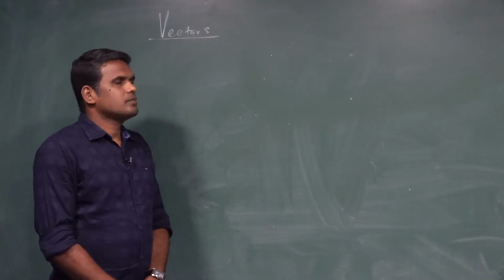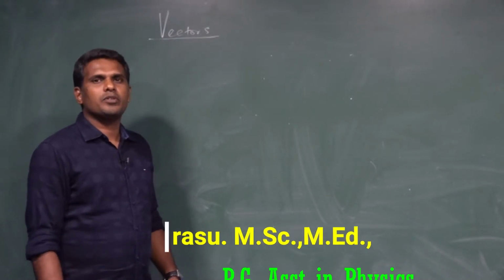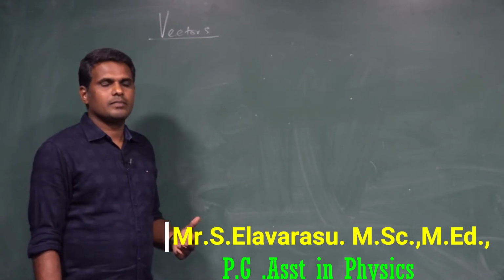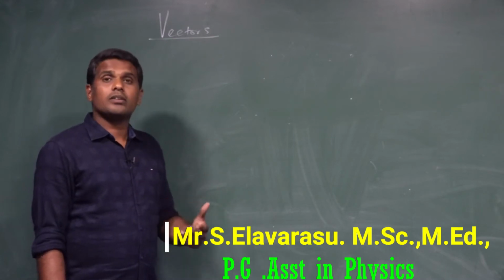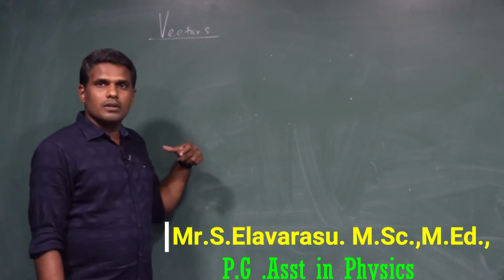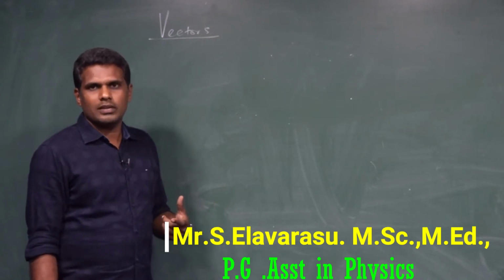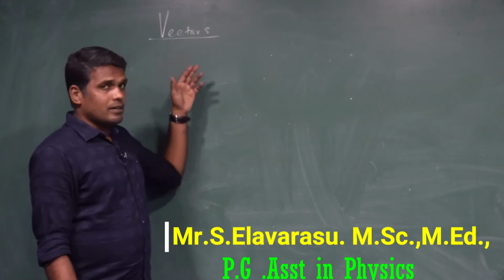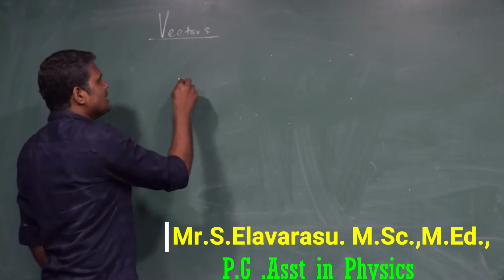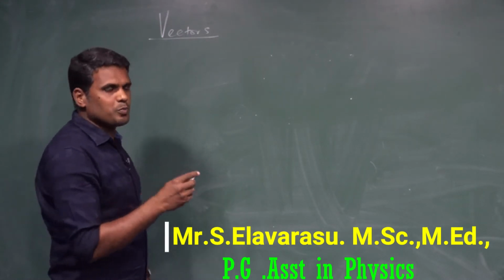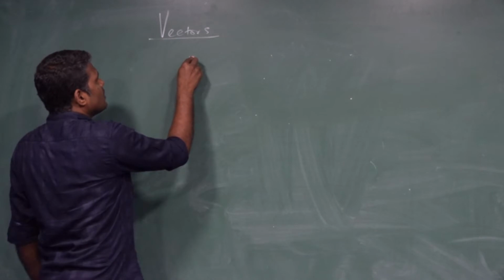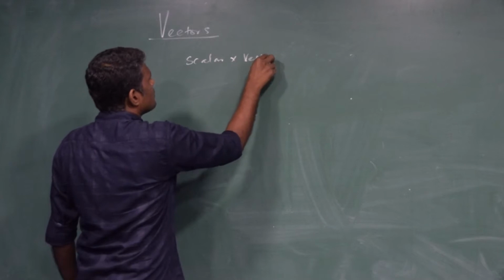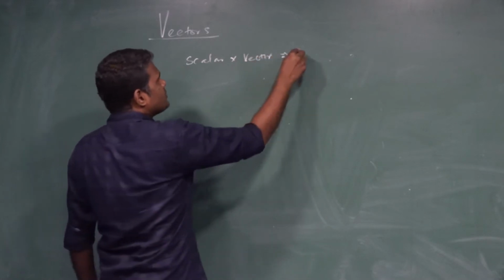Hello students, in the previous sections I have studied about the addition of vectors and components of vectors, and now we are going to discuss the multiplication of a scalar with a vector, multiplication of two vectors, etc. under vectors. There are three different kinds of products which we are going to discuss. One is a scalar multiplied with a vector. What will be the result? It will be a vector.